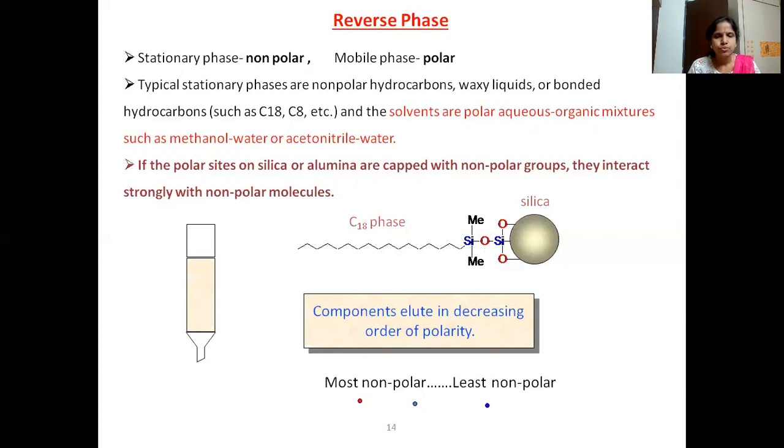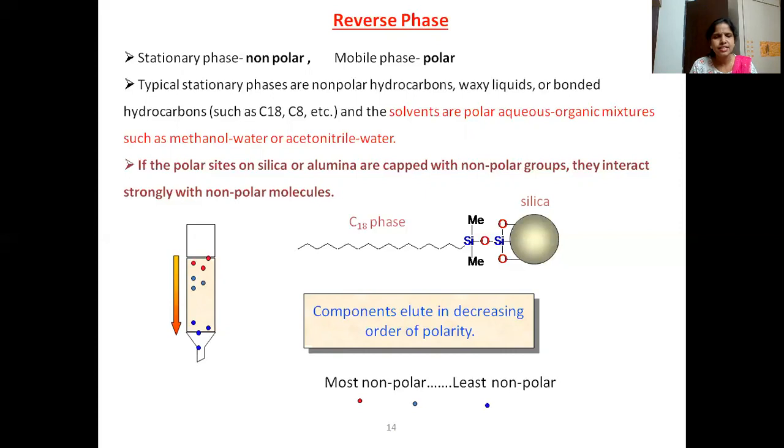Okay, so this is taken as a non-polar group as a stationary phase, and then it is packed in the column. And now the mobile phase should be polar. So the polar mobile phases that we can take are some organic mixtures such as methanol water or acetonitrile water. These are some of the mixtures which act as mobile phases in reverse phase type. So now when the sample is loaded in this column, we'll see what happens.